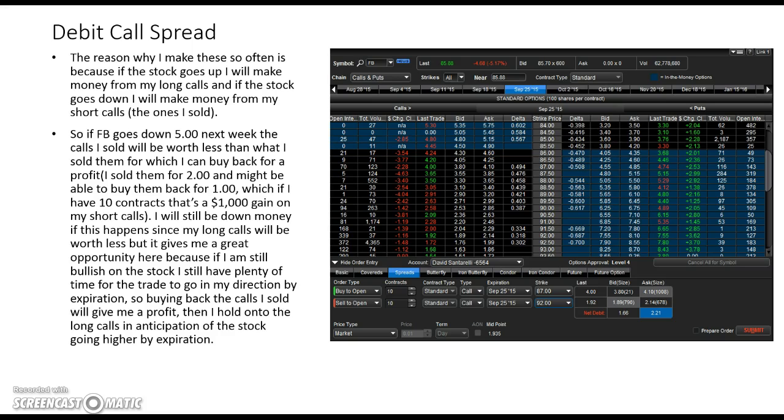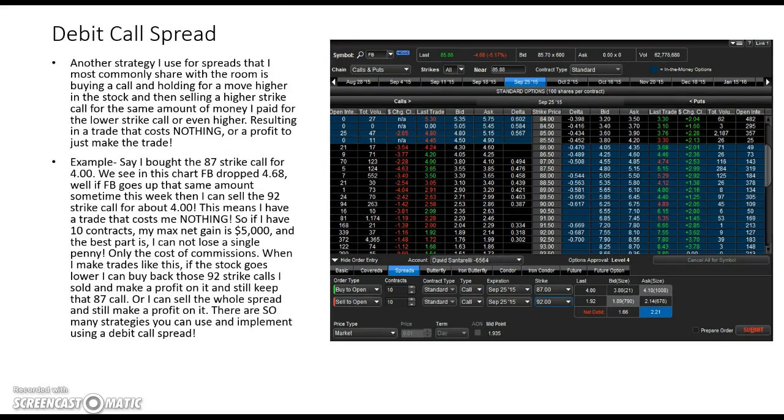I will still be down money if this happens, since my long calls will also be worth less, but it gives me a great opportunity here, because if I am still bullish on the stock, I still have plenty of time for the trade to go in my direction by expiration date. So buying back the calls I sold will give me a profit. Then I hold on to the long calls in anticipation of the stock going higher by expiration.